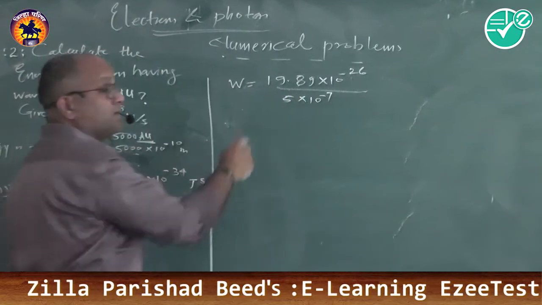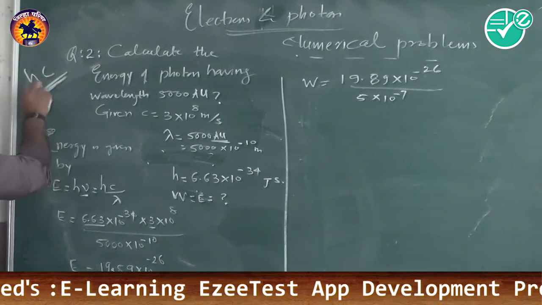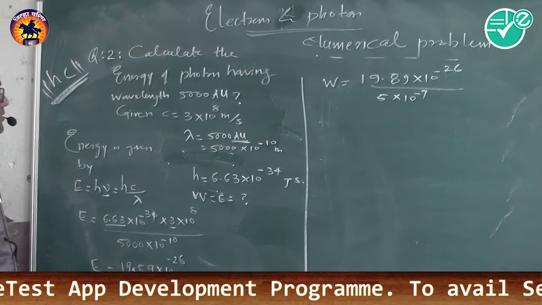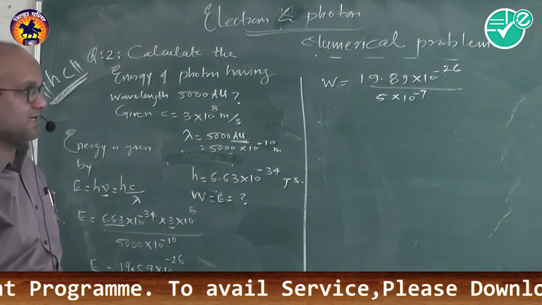Now remember, henceforth onwards, you must remember the multiplication value of HC, because if you remember orally that H into C becomes equal to 19.89 into 10 raised to minus 26, you are saving your 20 seconds in the NEET examination.